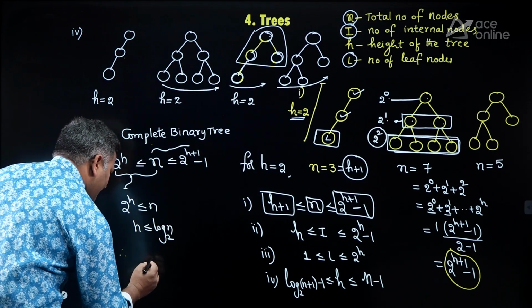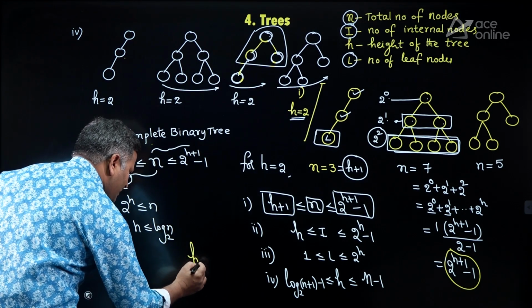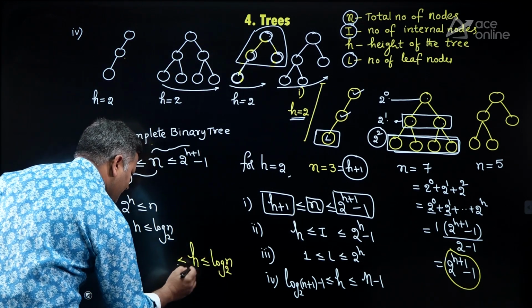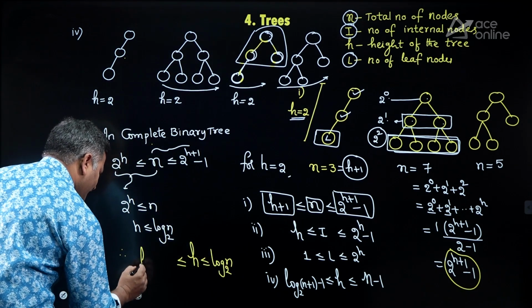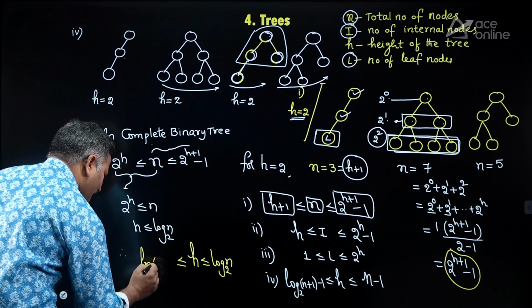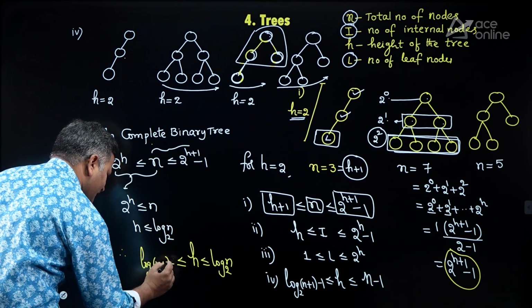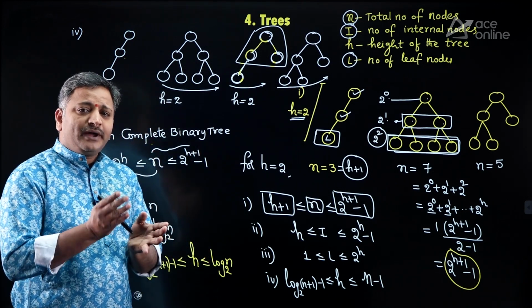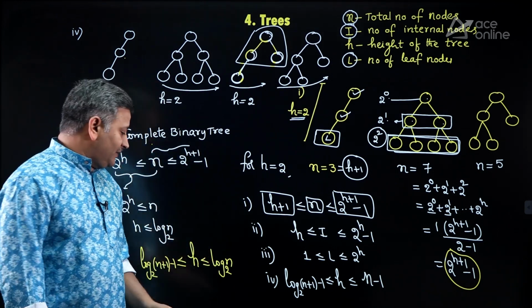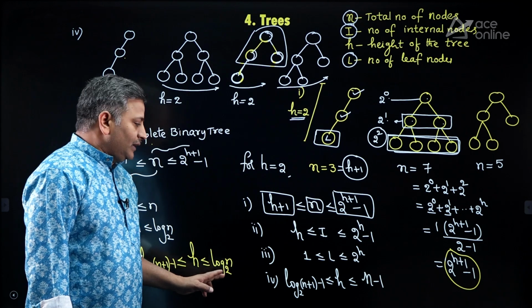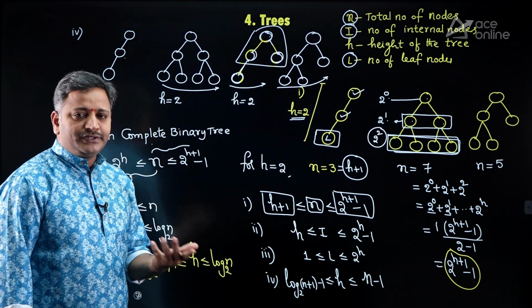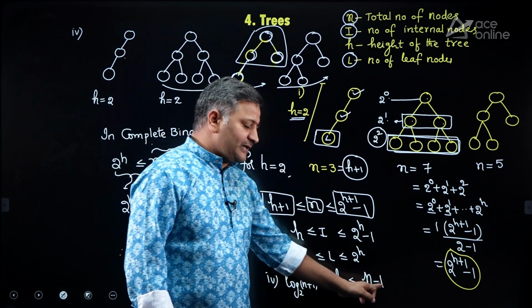Therefore, in a complete binary tree, fifth property: maximum height is bounded by log n base 2, whereas minimum height is bounded by log base 2 of (n plus 1) minus 1. So, in the exam, if they ask what is the maximum height of a complete binary tree, the maximum height of a complete binary tree is log n base 2 only. If they ask the maximum height of a binary tree which is not a complete binary tree, in that case you can take n minus 1.